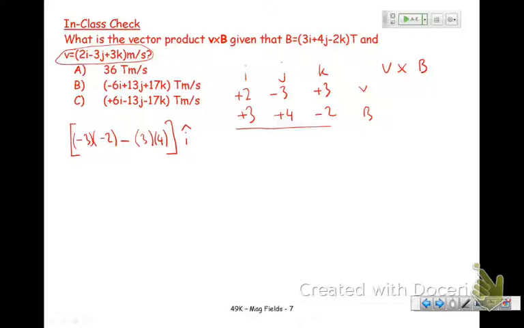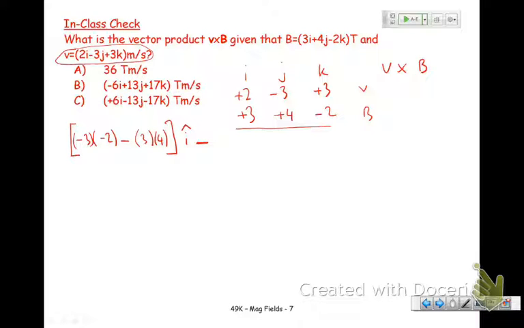So if you're trying to find i, put your finger over the i column. If you're trying to find j, put your finger over the j column. Trying to find k, put your finger over the k column. Put your finger over the column and then cross multiply. So minus 3 times minus 2, minus 4 times 3. And then we put a negative sign down because it's the second term.